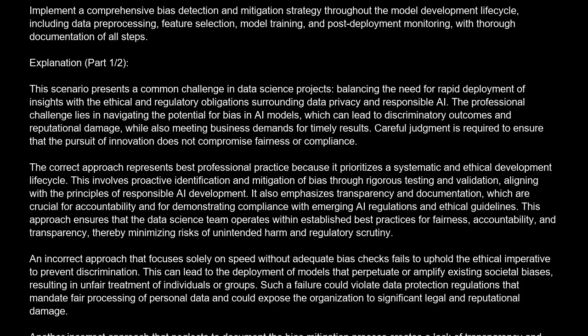An incorrect approach that focuses solely on speed without adequate bias checks fails to uphold the ethical imperative to prevent discrimination. This can lead to the deployment of models that perpetuate or amplify existing societal biases, resulting in unfair treatment of individuals or groups. Such a failure could violate data protection regulations that mandate fair processing of personal data and could expose the organization to significant legal and reputational damage.